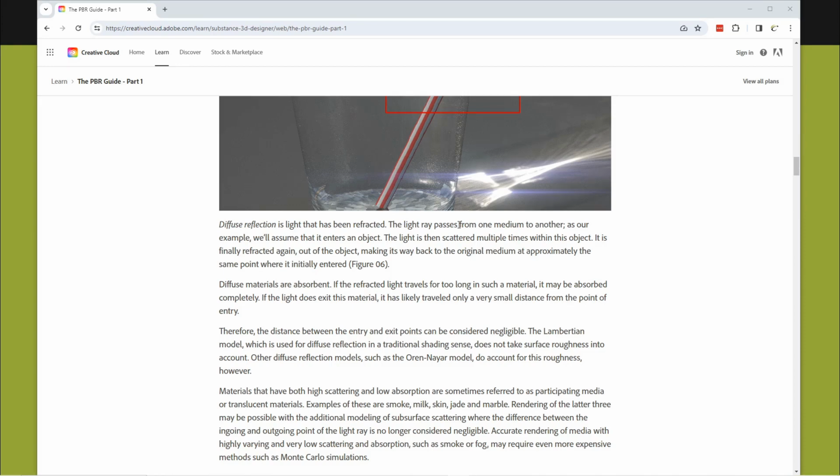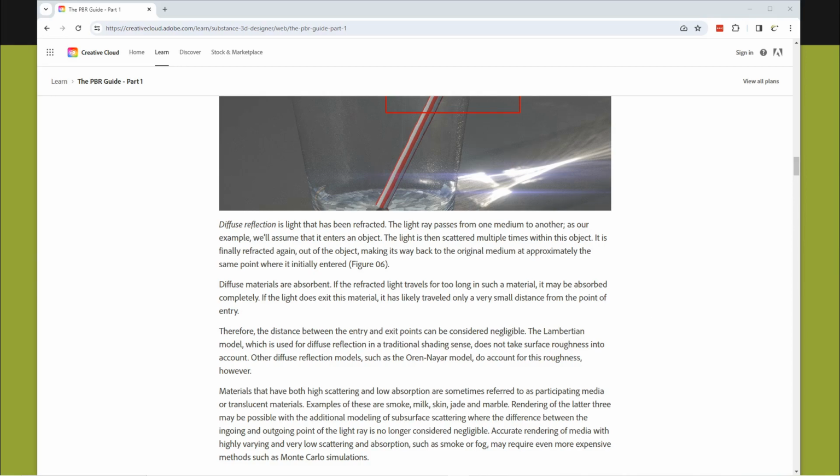The ray may pass from one medium to another, or in our example, we'll assume that it enters an object. The light is then scattered multiple times within the object. It is then finally refracted again out of the object, making its way back to the original medium at approximately the same point where it initially entered. Diffuse materials are absorbent. If the refracted light travels for too long in such a material, it may be absorbed completely, and if the light does exit this material, it has likely traveled only a very small distance from the point of entry.